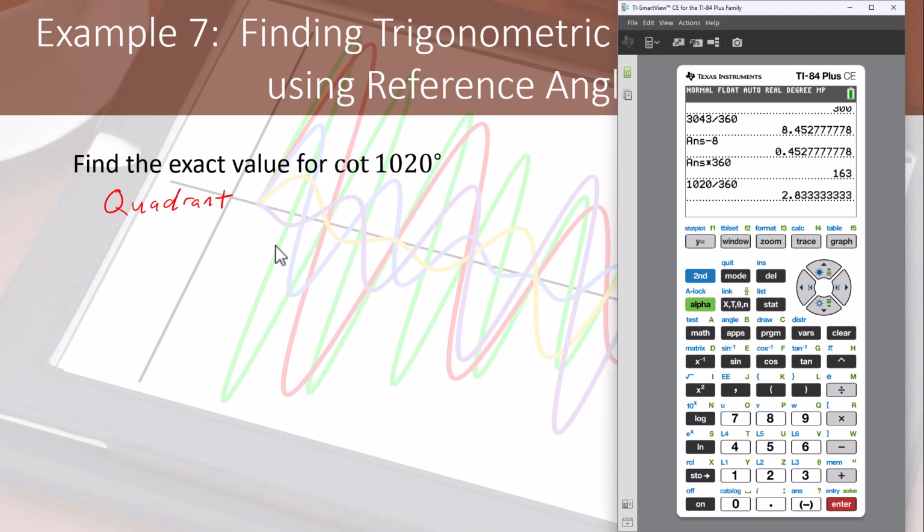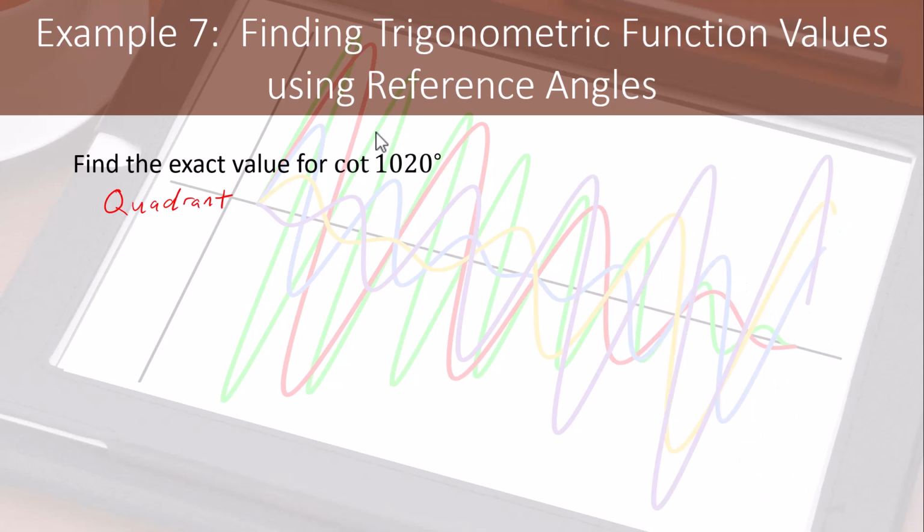Removing the 2, and then multiplying the decimal by 360. And that gives us 300 degrees. So our coterminal angle is 300 degrees. And as you can see, that is in quadrant 4. And then our reference angle is this angle right here, 360 minus 300. That is 60 degrees.